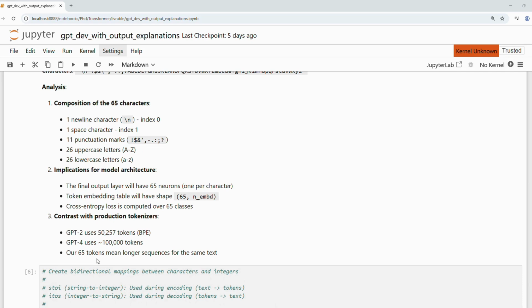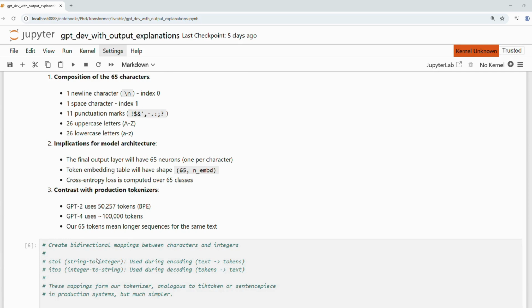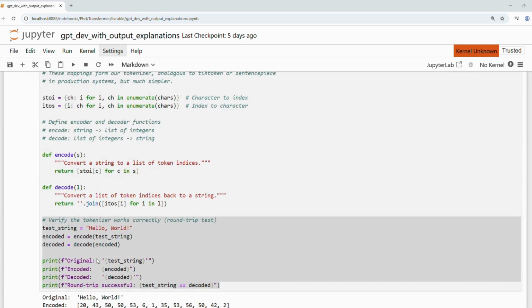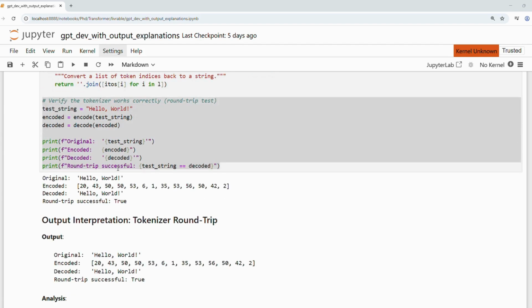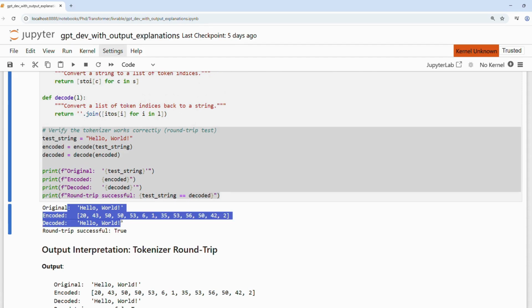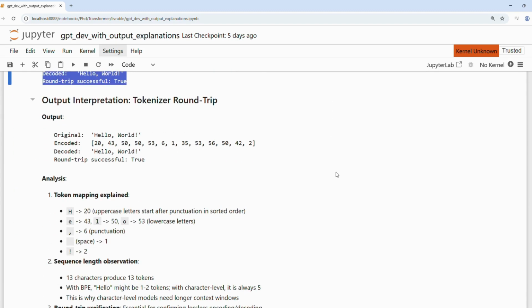We create two lookup dictionaries, one mapping characters to integers, and another mapping integers back to characters. We verify this with a round-trip test, encoding the string "hello world" into a sequence of integers, then decoding it back. The result matches perfectly. Our tokenizer is correct.